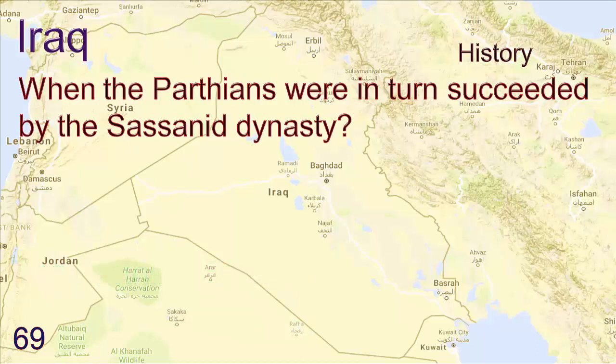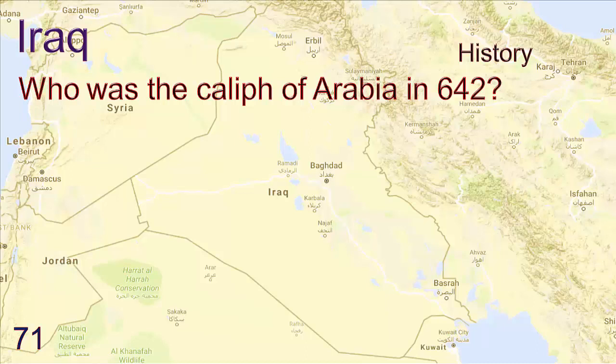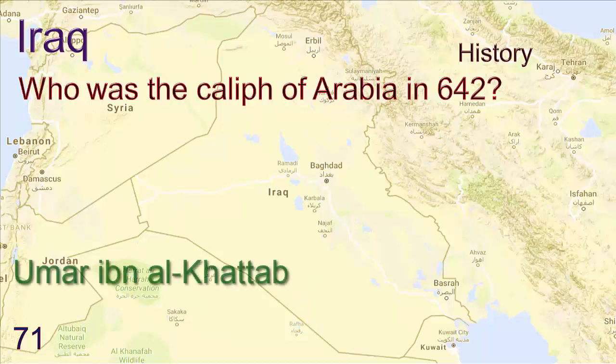When the Parthians were in turn succeeded by the Sassanid dynasty? In 3rd century AD. When Arabian Muslims invaded the Sassanid Empire? Answer is in 642. Who was the Caliph of Arabia in 642? Answer is Umar ibn al-Khattab.